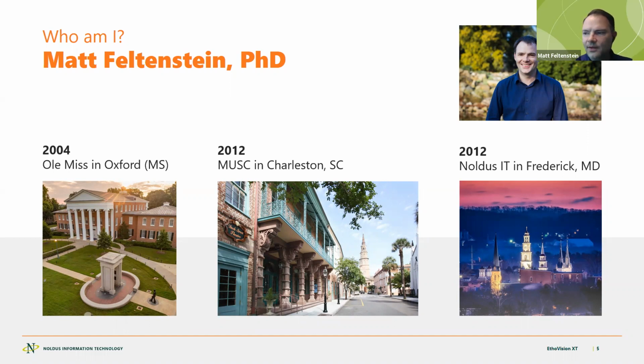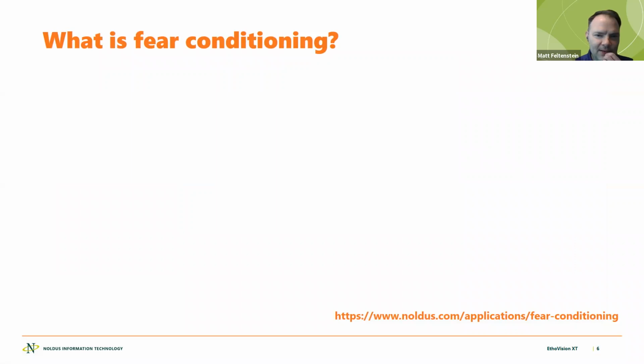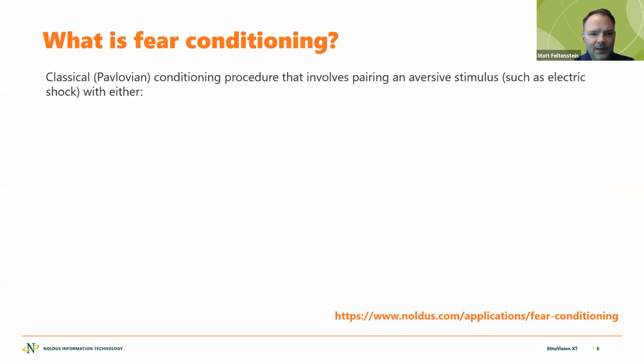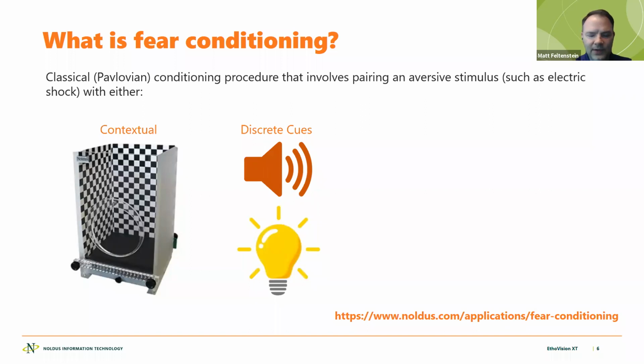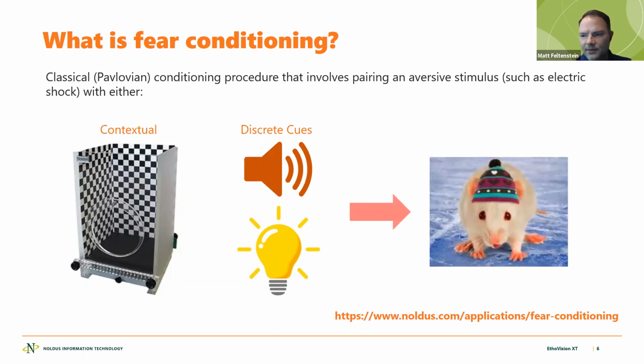So enough about me, onto the topic of interest: what is fear conditioning? For those who are not 100% familiar, fear conditioning is a classical conditioning procedure that involves the pairing of an aversive stimulus, usually electric shock, with either a unique contextual environment or discrete cues. Most often it's a tone and a visible light. There are a number of different iterations and phases you can do for fear conditioning studies: training, extinction, renewal, etc. But no matter the procedure you use, the end result you're looking for is how much freezing the animal does.